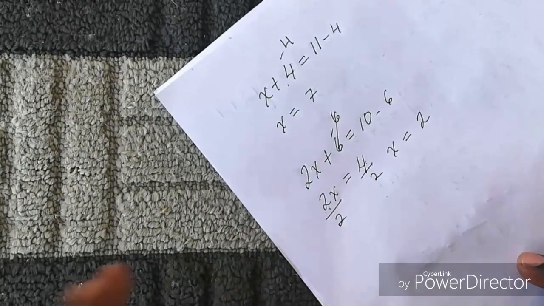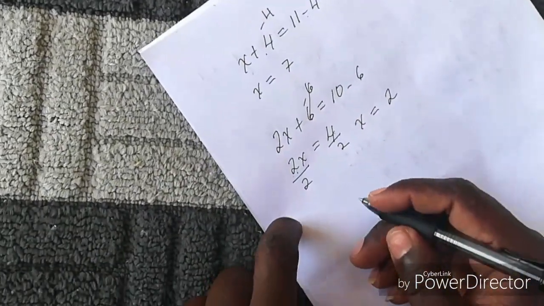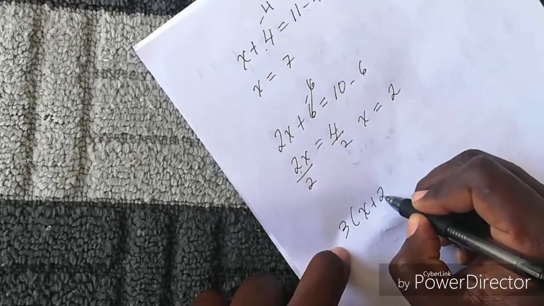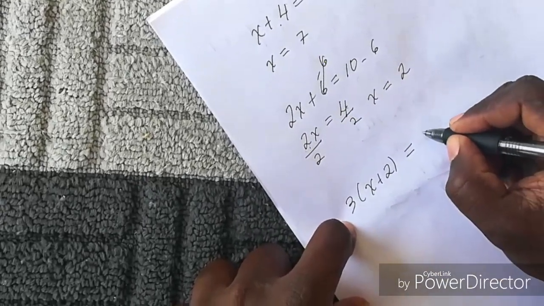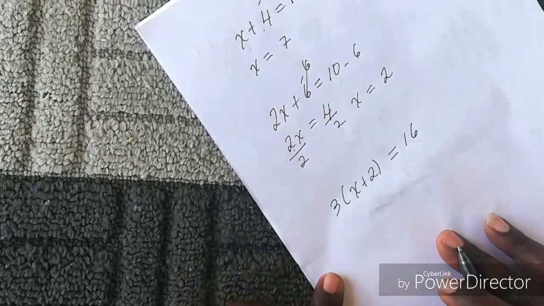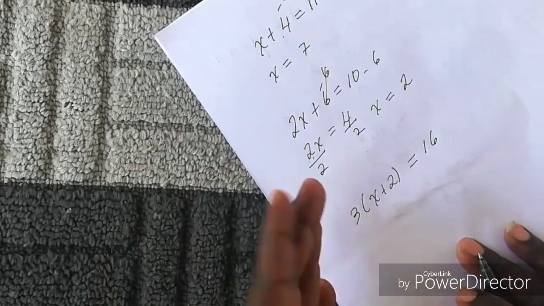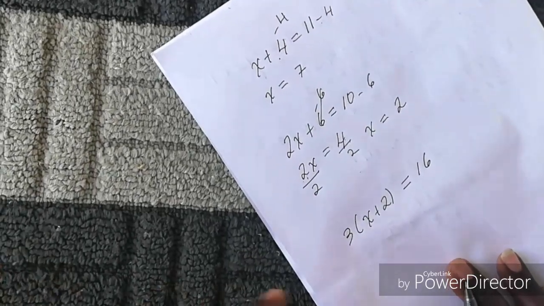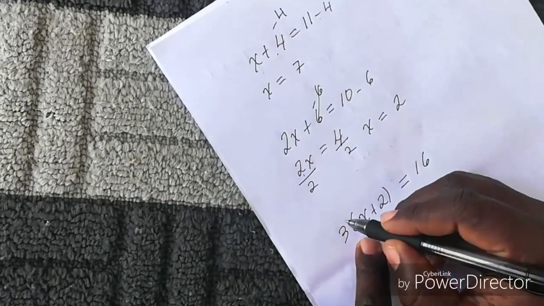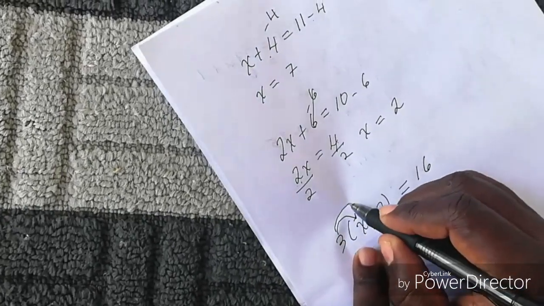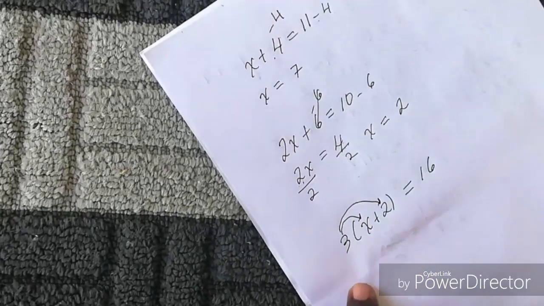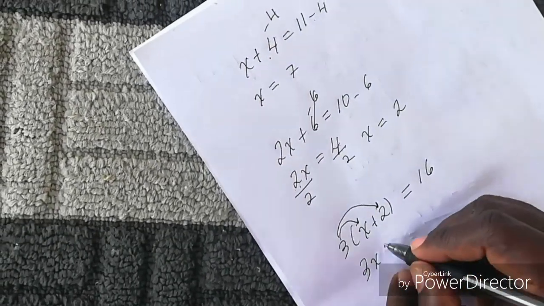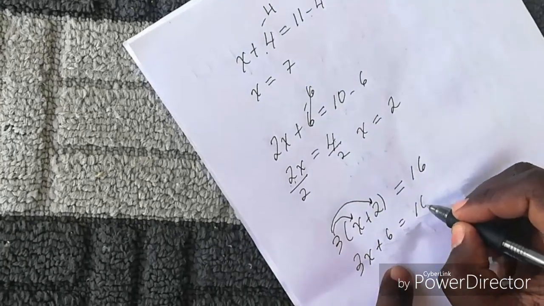Alright, now what if there was a bracket? Okay, what if there were brackets? So let's say we had 3 times the bracket x plus 2 is equal to 16. Okay, now problems like this, the first thing that you will have to do is to remove the bracket by using the distributive law. Remember, the distributive law is what we use to remove the bracket, where we're just going to multiply what's outside the bracket by each term on the inside. Okay, so that's the first thing that we're going to do. So we're going to say 3 times x, 3x, 3 times 2, 6 is equal to 16.